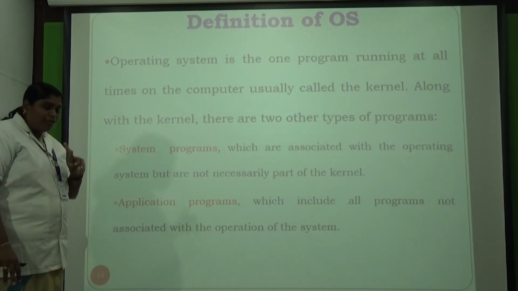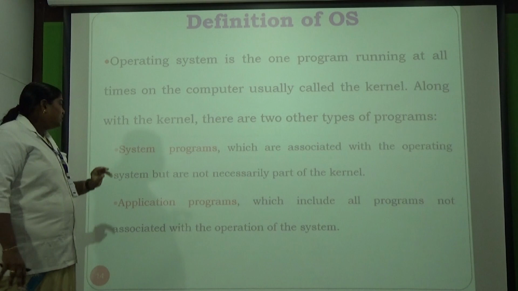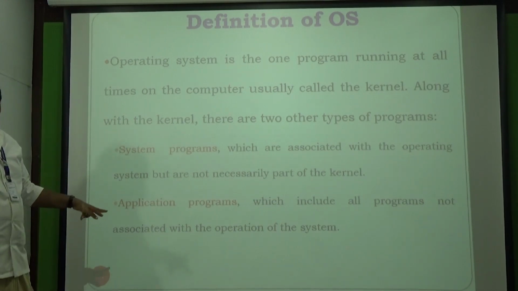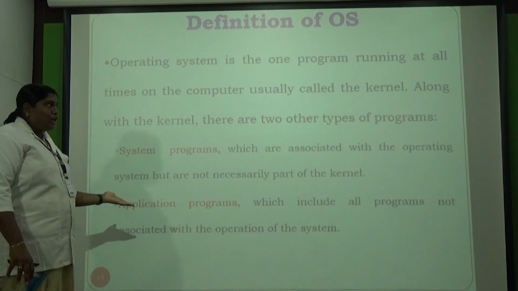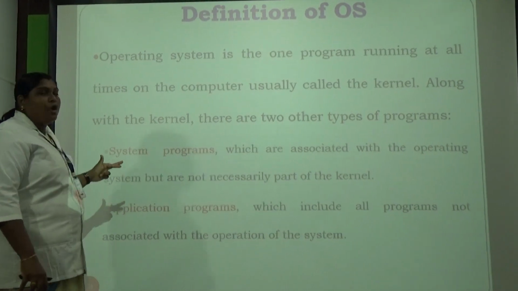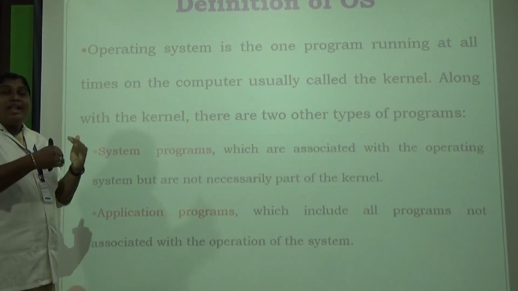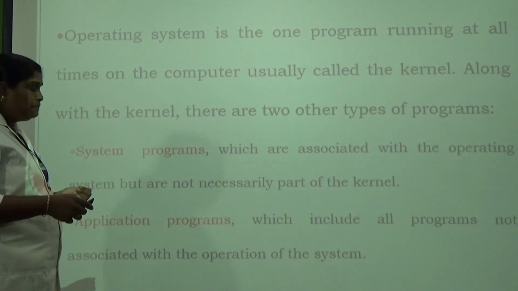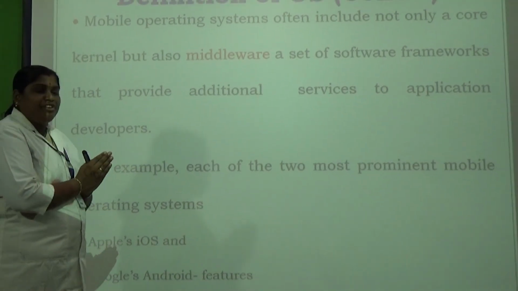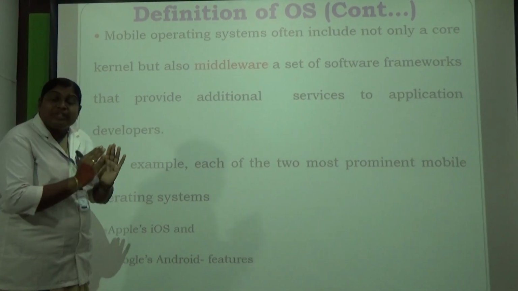There are two types of programs to adopt, right? The first one is the system program and the other one is the application program. These may not be a necessary part of the kernel, but from the user's point of view, these two also have to be adopted to run equally with the kernel. So the next one is the improper definition for a computer system.